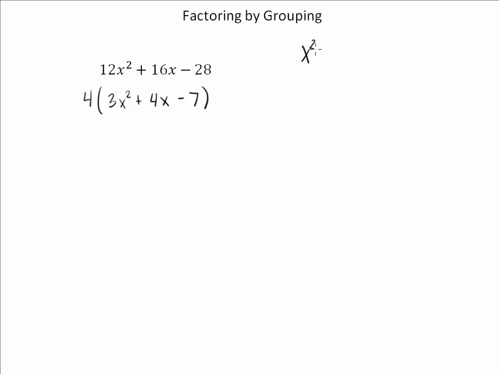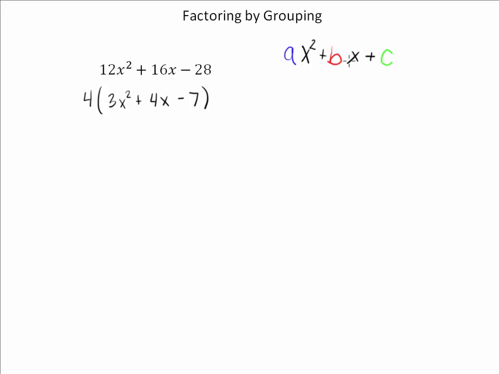So standard form of a quadratic looks something like this. Standard form is taking all of your terms and listing them in order from highest exponent to least highest exponent. Okay, this is standard form for a quadratic.